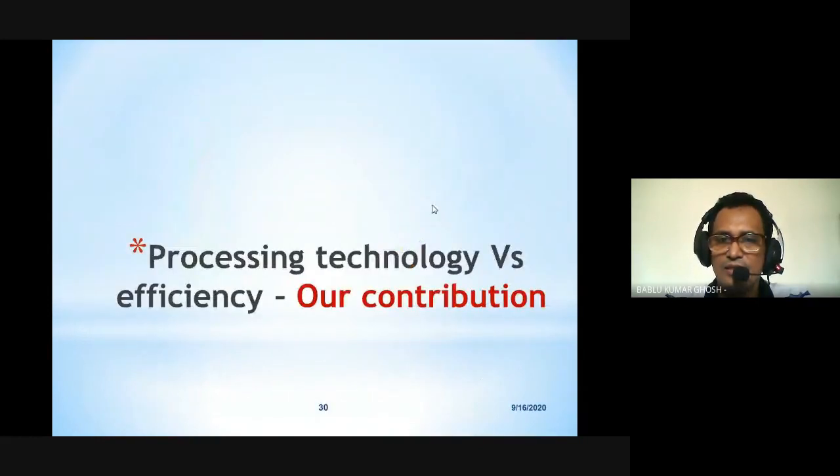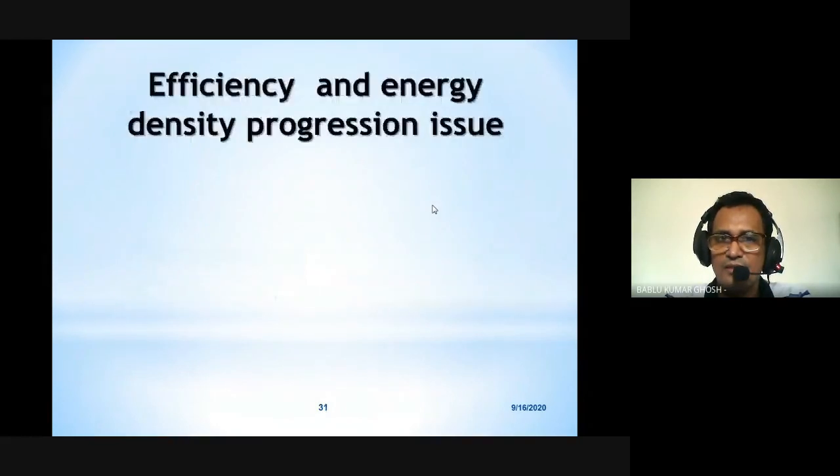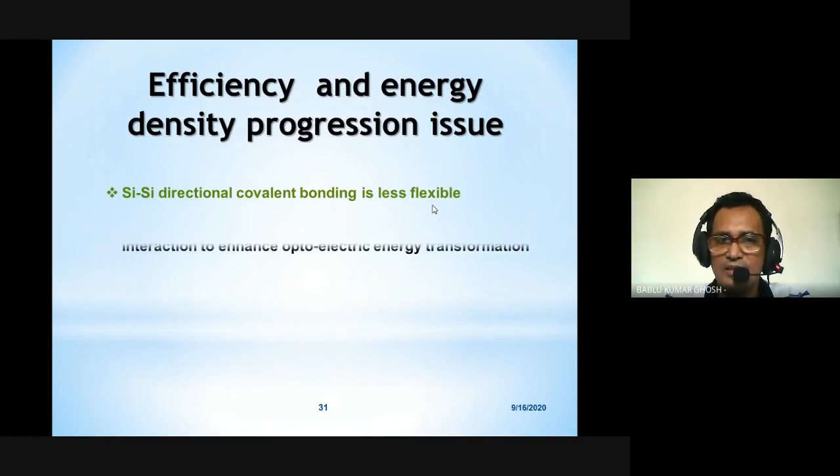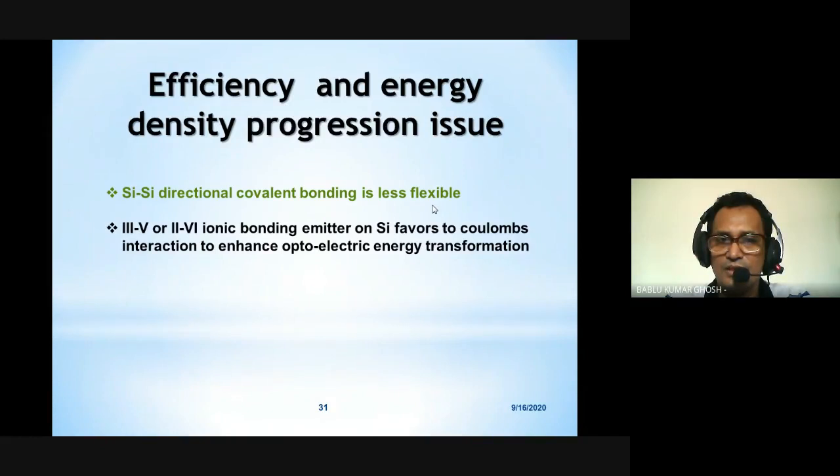In that sequence, regarding processing technology versus efficiency, there is some contribution from our group. I myself lead this solar photovoltaic group. So here you can see the energy and efficiency propagation issues. Silicon is based on covalent bonding, followed by the III-V and II-VI materials that have ionic properties compared to the covalent properties of silicon.